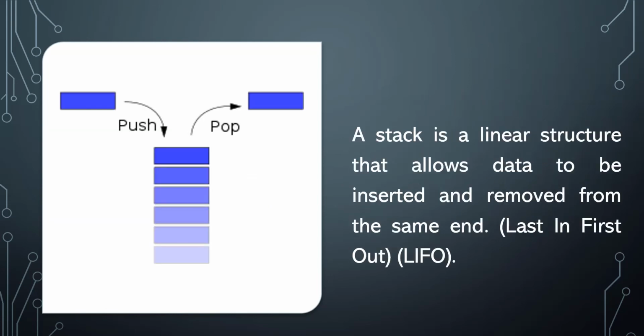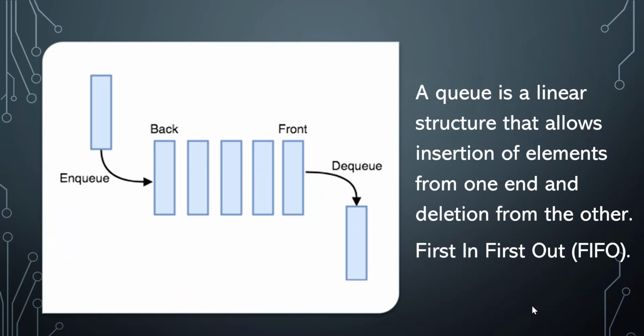A stack is also a linear structure that allows data to be inserted and removed from the same end. As you can see from this image, the last element that is added to the list is the first element that is going to be out, which means last in, first out. We have also the queue, which is a linear structure like a stack, but the only difference here is that the first element that gets in is the first element that gets out. So it allows insertion of elements from one end and deletion from the other end.